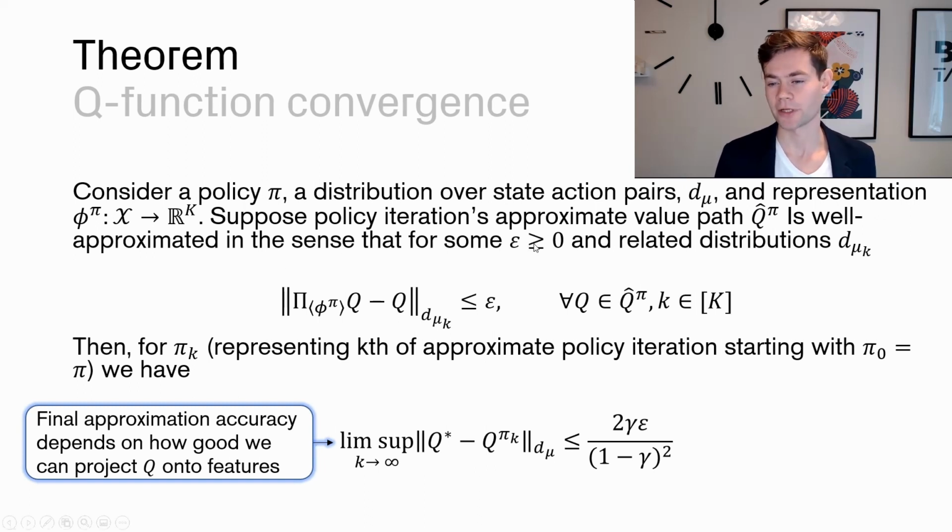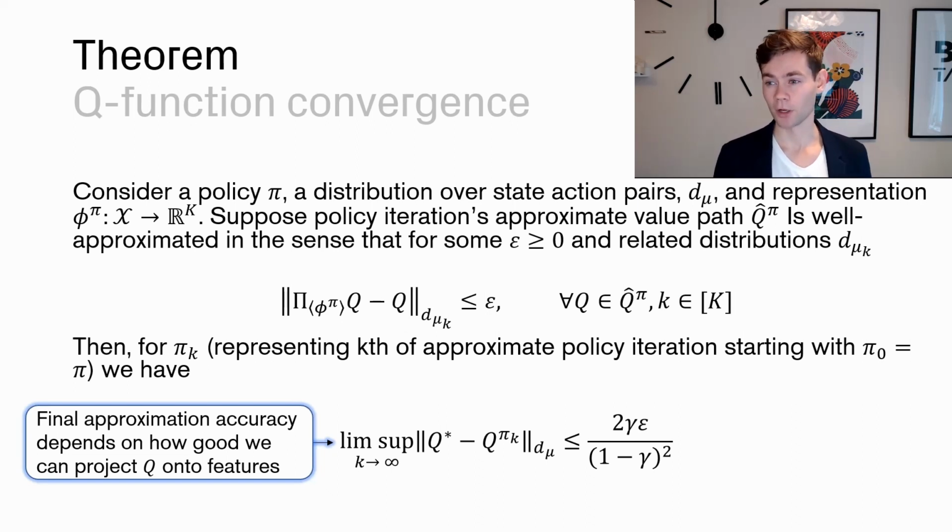well approximated in the sense that for some epsilon bigger than 0 and related distributions, this property holds. What this property tells us is the distance, if we just look at this, between Q, which is the action value function, and the other term in this expression, which is the projection of Q onto the set of feature vectors. So the space spanned by the feature vectors, Q projected onto that space. So this pi here indicates a projection, basically. That's the notation for it. So the difference here is the difference between the projected Q and the Q itself.